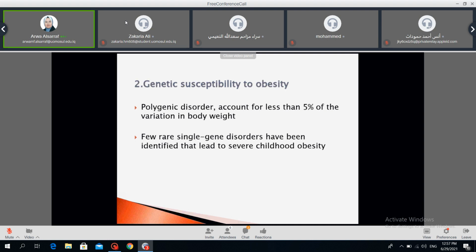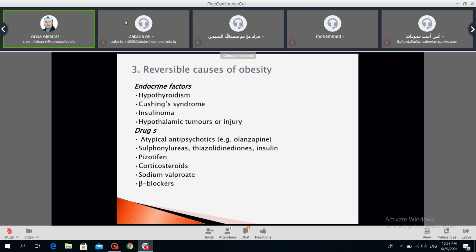Also, there are some diseases which are considered to be reversible causes of obesity. That is to say, if you treat these diseases or provide certain drugs, you might stop weight gain and return to normal weight. Especially the endocrine factors, so hypothyroidism may cause obesity, Cushing syndrome will cause obesity, insulinoma, that's an increase in insulin secretion, makes the patient always hungry and searching for eating, and also some hypothalamic disease like tumors or injury.